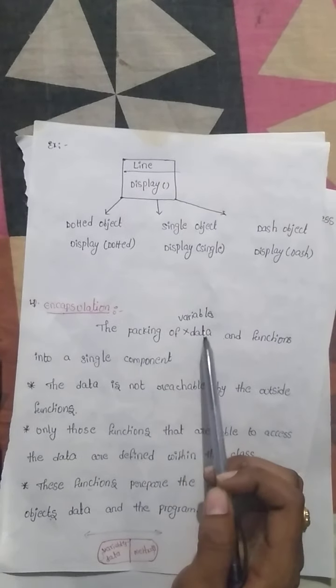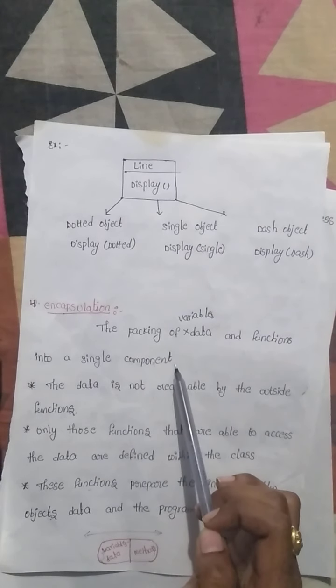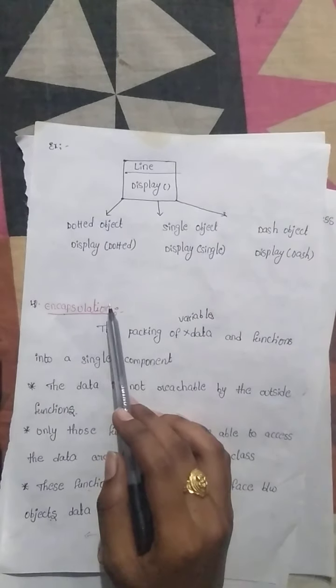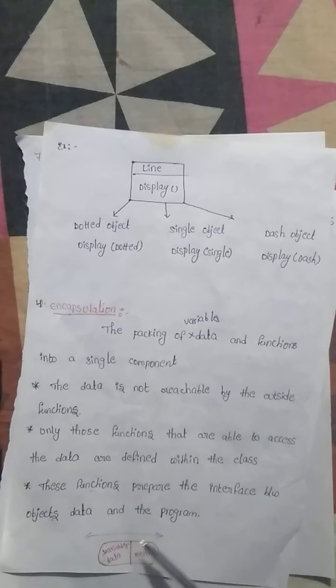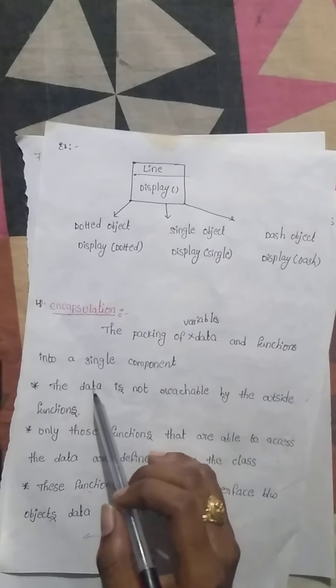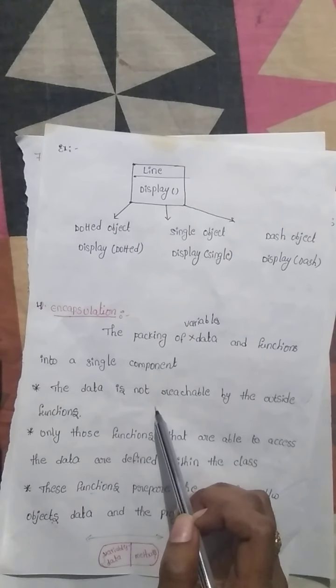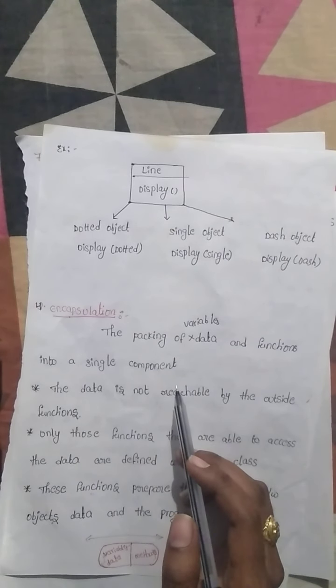Encapsulation is the packing of variable data and functions into a single component. Encapsulation, capsule: a tablet is a capsule, so variables, data and functions are combined. This is encapsulation. Second point is that the data is not reachable from outside the function. In a class we write the functions, and the data used in that function is not applicable outside the function.